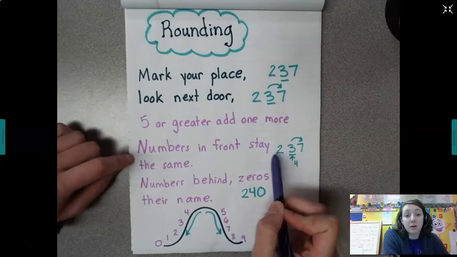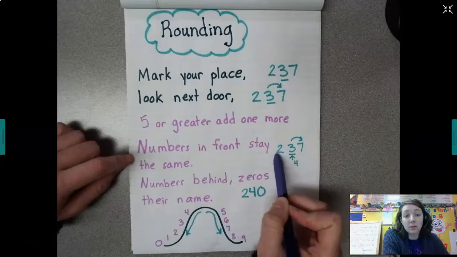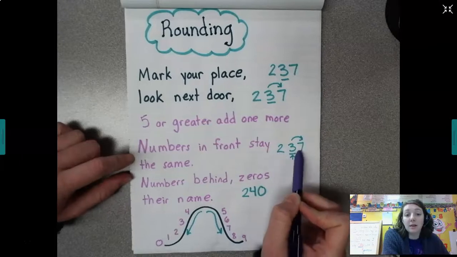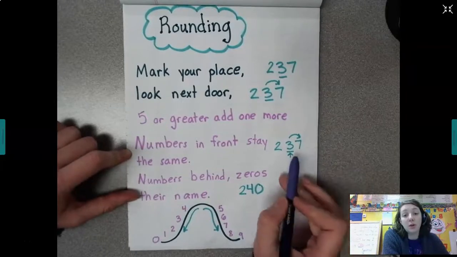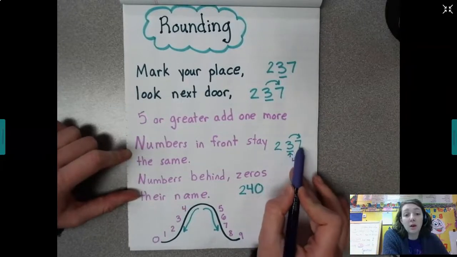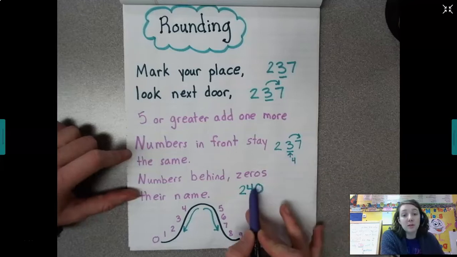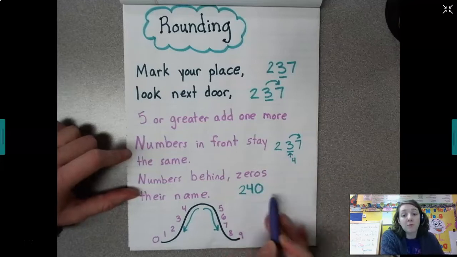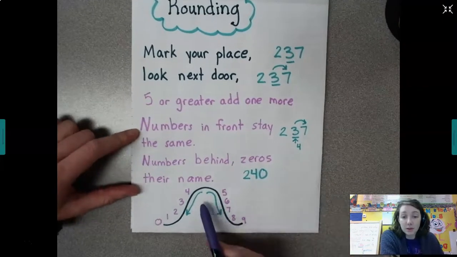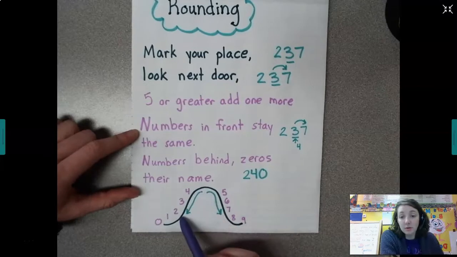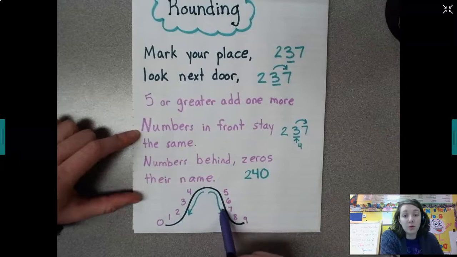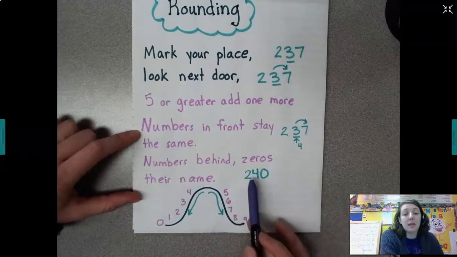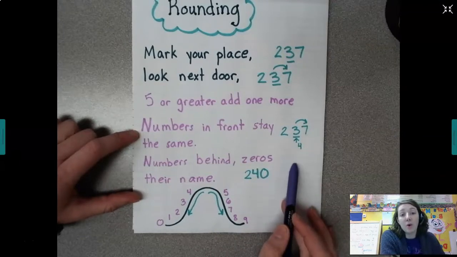Any numbers in front of what we've marked, so the 2 in this case, are going to stay the same. Anything behind it is going to get turned into a 0. So 237, rounding to the tens place, rounds to 240. So you can see in here, if it's less than 5, round down. If it's 5 or more, you're going to round up. And that basically means that you're going to add that 1.